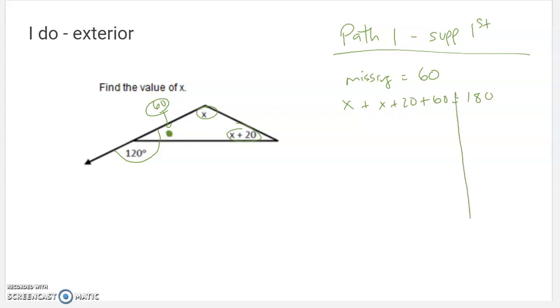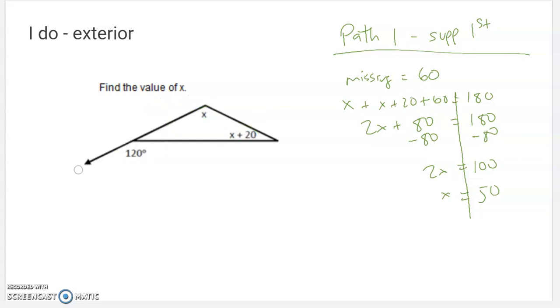And here we go. So now I've got 2x plus 80 equals 180. Take away 80. 2x equals 100. And x equals 50. So that's one path to finding that. There is another. If you remember that external angles theorem, you can solve this even quicker.